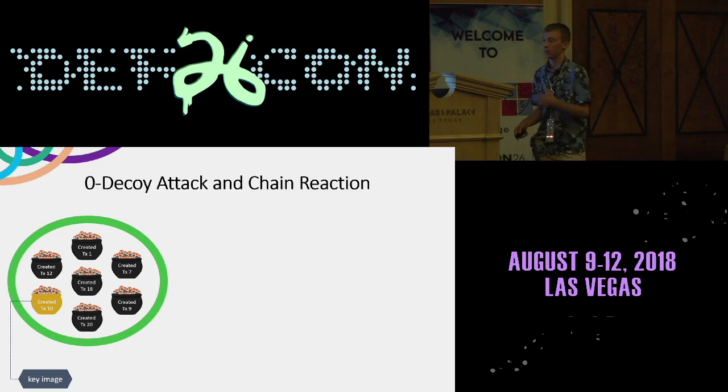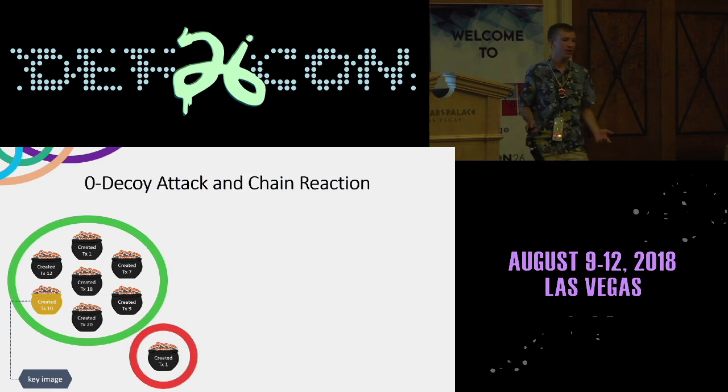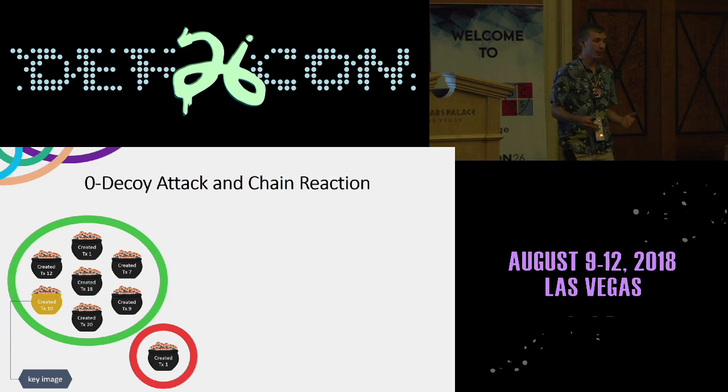So when we have the ring signature there, for example, there's 7 outputs in the ring signature. 6 of them are decoys. In Monero's past, you could create transactions without any other decoys. This is an example here. Suppose you had a ring with just this one decoy. In this case, there's absolutely no ambiguity. You know that this output was spent in that specific transaction.